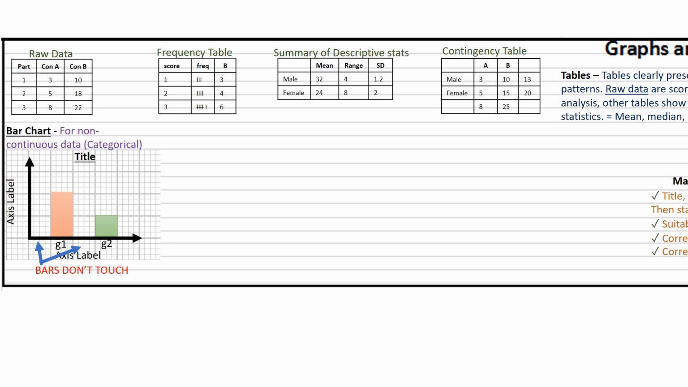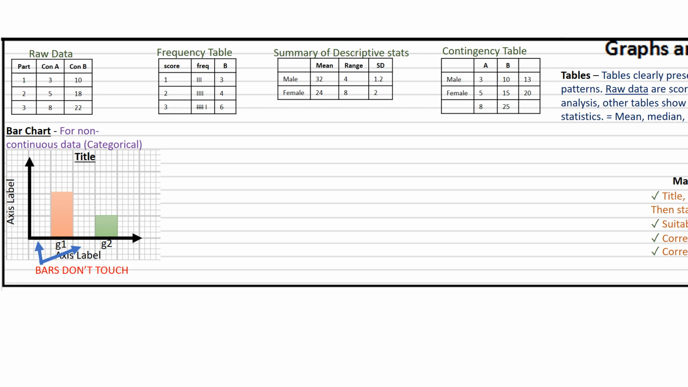So this is a bar chart. This is for non-continuous data, so data in categories. Look at levels of measurement if you're unsure about what this means. Now, the big mistake I always find with a number of students every time they go through it is they will touch, the bars will touch. If the bars touch anything, it is not a bar chart, it's a histogram, and that's for continuous data.